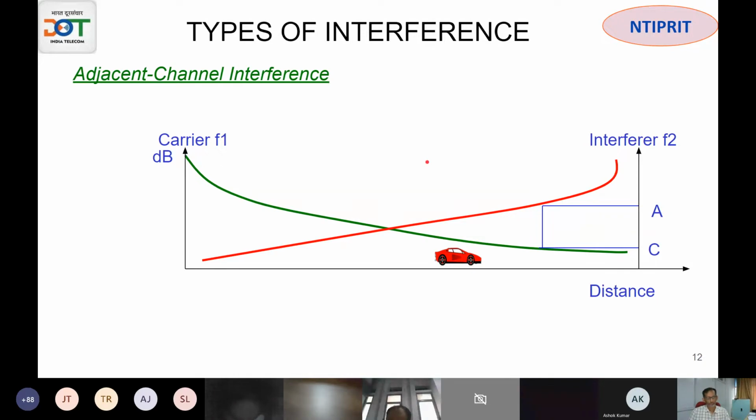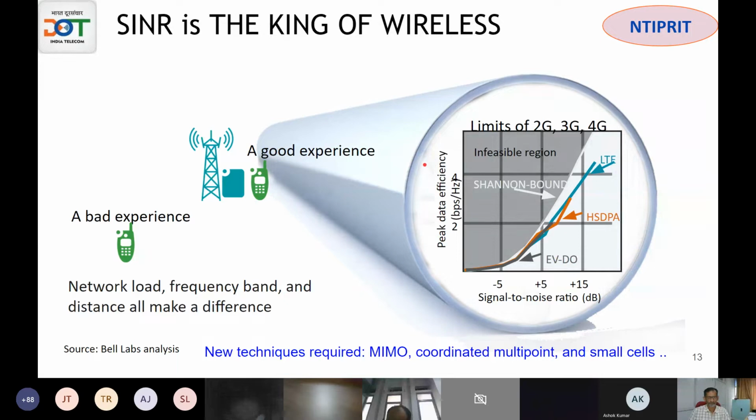The co-channel has to be 9 dB below, and the adjacent channel cannot be stronger than you by more than 9 dB. So these are the two fundamental points which I want to refresh your knowledge on. Maybe you might have heard.